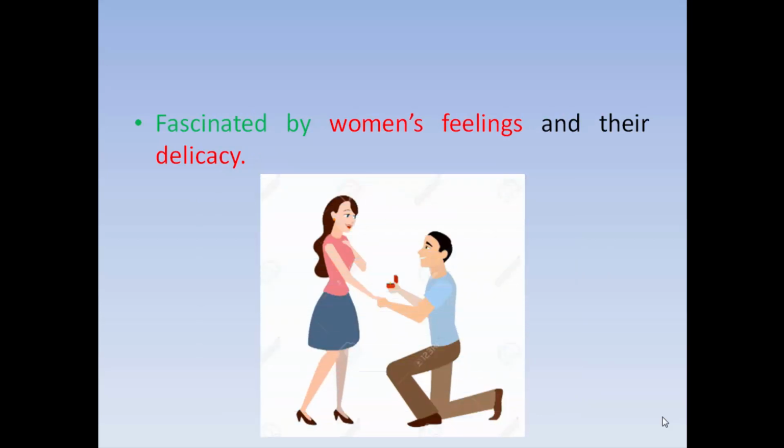Fascinated by women's feelings and their delicacy. This guy is so romantic, and he likes to listen to calm music, classic music. Also, if she is a girl, exactly, she will do the same thing. If the horoscope of this guy is not romantic, like Aquarius, for example, he will not care about feelings too much. The Aquarius is not romantic.